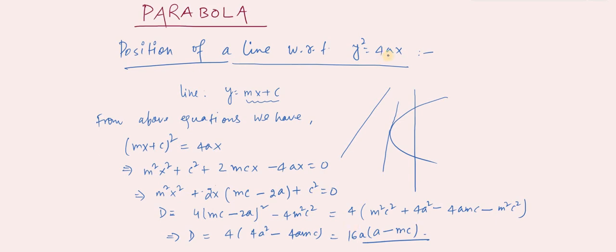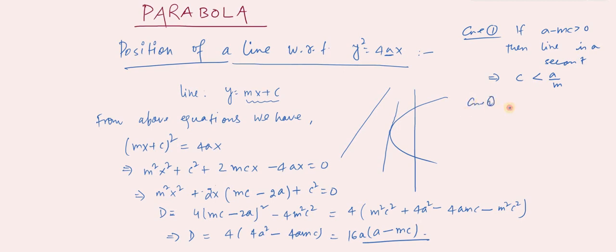We already know that a is positive. In the parabola y square is equal to 4ax, we take a as positive. So 16 times a is positive. Now the sign depends on a minus mc, and there are cases. Case 1: if a minus mc is greater than 0, then the line is a secant. Or we can say, if c is less than a by m, then the line is a secant.